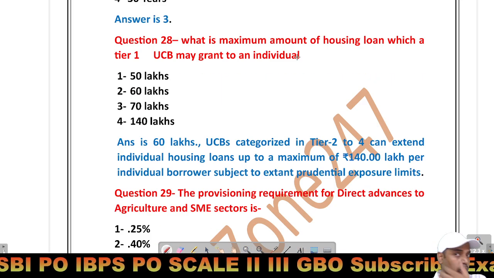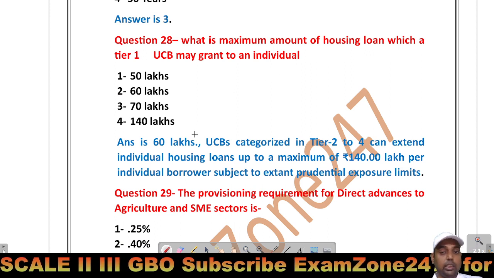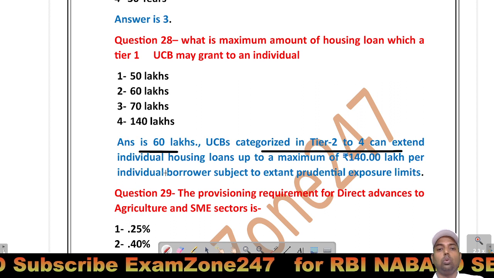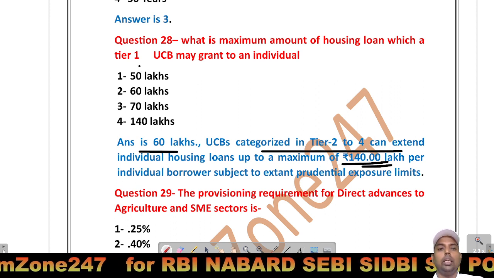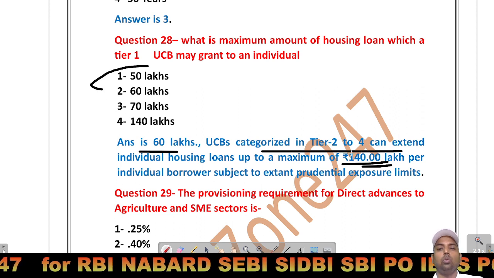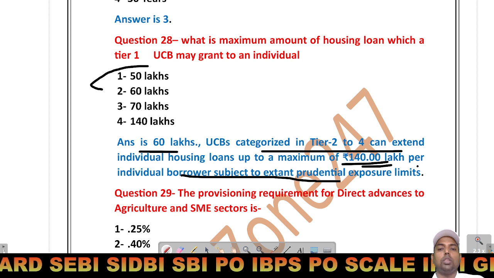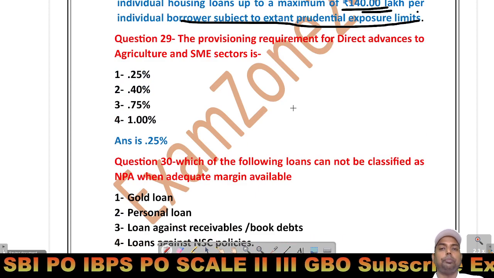What is the maximum amount of a housing loan which tier 1 urban cooperative banks may grant? That is 60 lakhs. Tier 2 to 4 can go up to 140 lakhs. Okay, tier 1 60 and tier 2 to 4 140 lakhs per individual borrower, subject to prudential exposure limits.